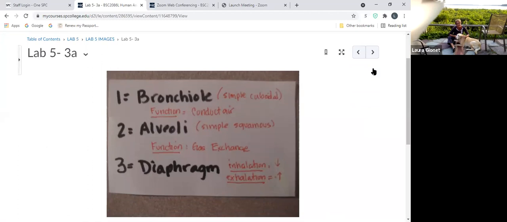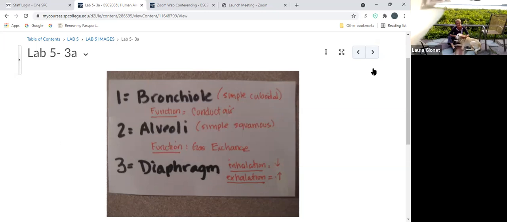All right, so we have a bronchiole lined with simple cuboidal epithelium. Remember, the bronchiole is going to have the smooth muscle capable of bronchoconstriction and dilation under the control of the autonomic nervous system. Alveoli are composed of simple squamous epithelium. This is our site of gas exchange.